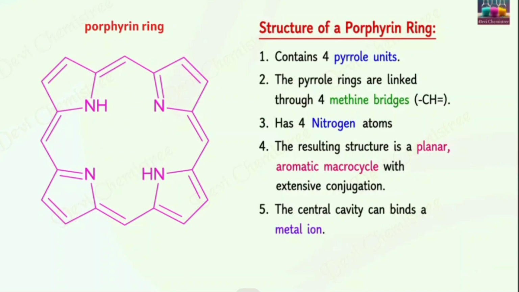So the important things to remember here are: it contains 4 pyrrole units, the pyrrole units are connected by 4 methane bridges, it has 4 nitrogen atoms, and the resulting structure is planar and aromatic. And the central cavity can bind to a metal ion. So these are the important points to remember in case of the porphyrin ring structure.